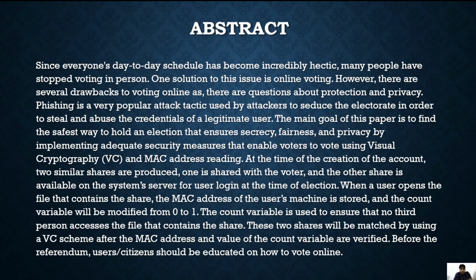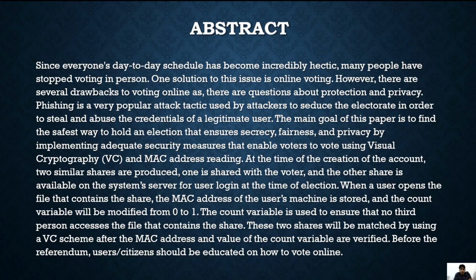Phishing is a very popular attack tactic used by attackers to seduce the electorate in order to abuse the credentials of legitimate users. The main goal of this paper is to find the safest way to hold an election that ensures secrecy, fairness, and privacy by implementing adequate security measures that enable voters to vote using visual cryptography and MAC address reading.